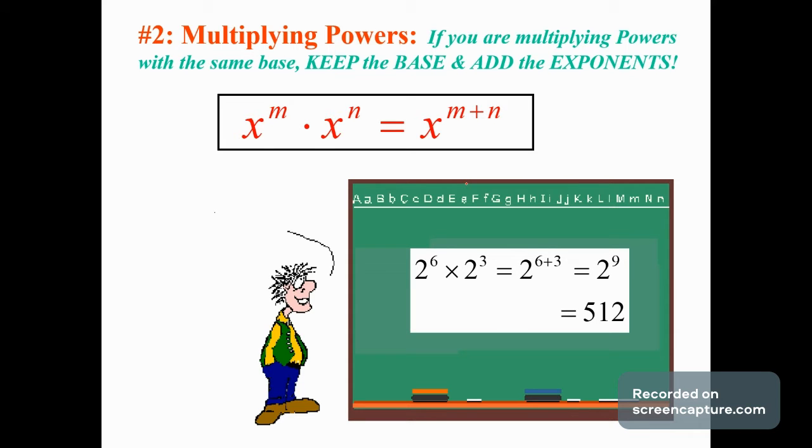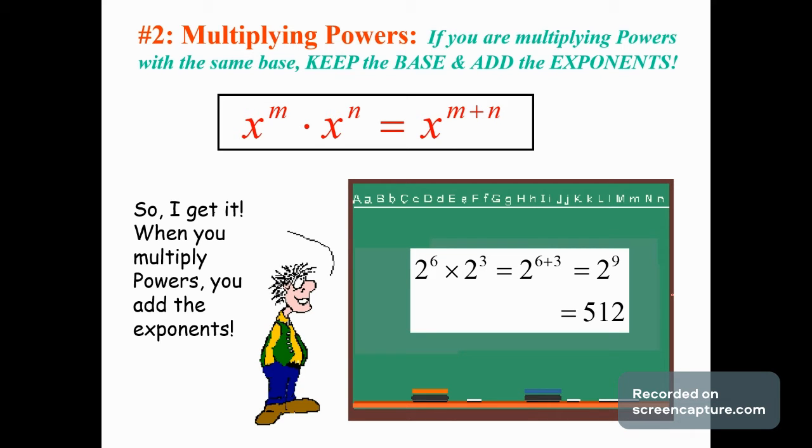Let's say, for example, we have 2 to the power of 6 times 2 cubed. We copy the base, which is 2, and we add the exponents, 6 plus 3. So we have 2 to the power of 9, or simply 512. That is the second law. So when we multiply powers, we add the exponents if they have the same base.